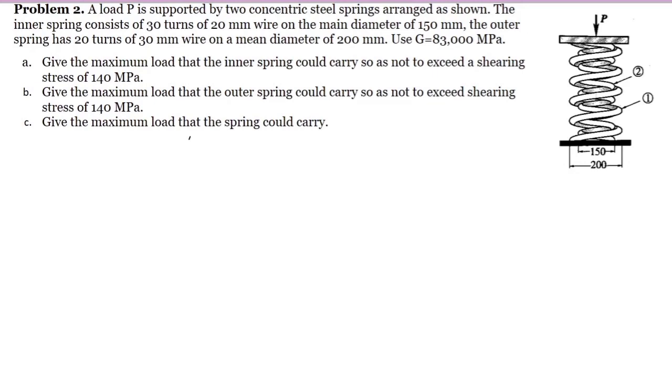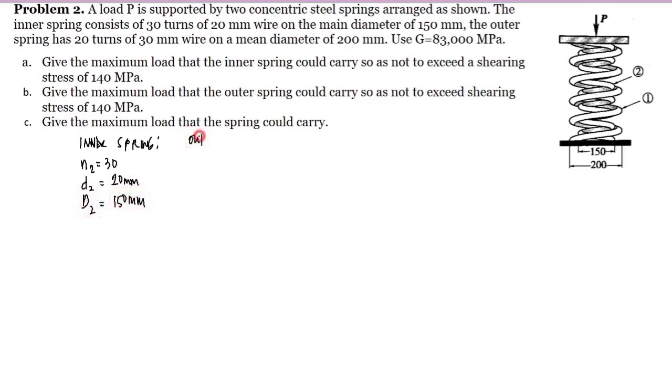So first, we establish the given. Ilista muna natin yung mga given dito sa problem natin. For the inner spring, we have 30 turns, so N2 is equal to 30. The wire diameter is 20 mm, and the mean diameter is 150 mm.